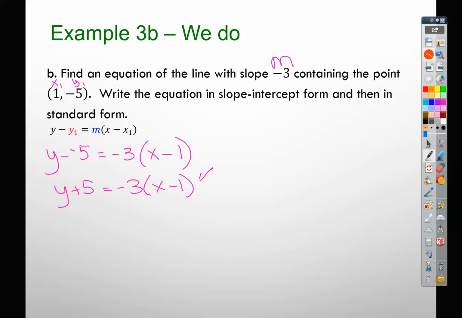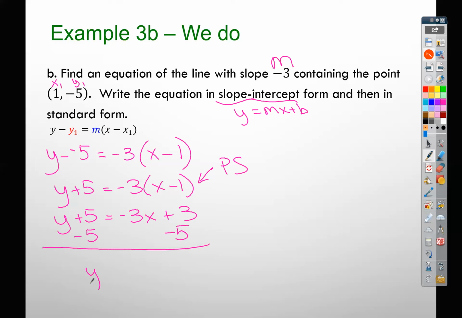So again, if I ask you for point slope, that is it. That's point slope form. But we don't. We want slope-intercept, which is y equals mx plus b. So I'm going to distribute that negative 3, and subtract the 5 to isolate the y. So this is in slope-intercept form.